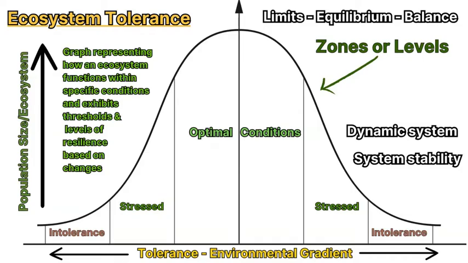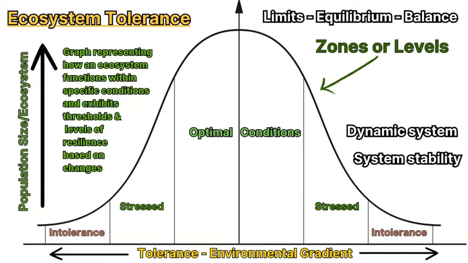So this bell curve is pretty straightforward. On the x-axis, you have the level of tolerance, a gradient for the environment based on ideal versus non-ideal as you go to the far left and right of the chart. And on the y-axis, going vertical, you have the size of population or the size of the ecosystem, the complexity of the ecosystem, the ability to hold a high level of biodiversity.